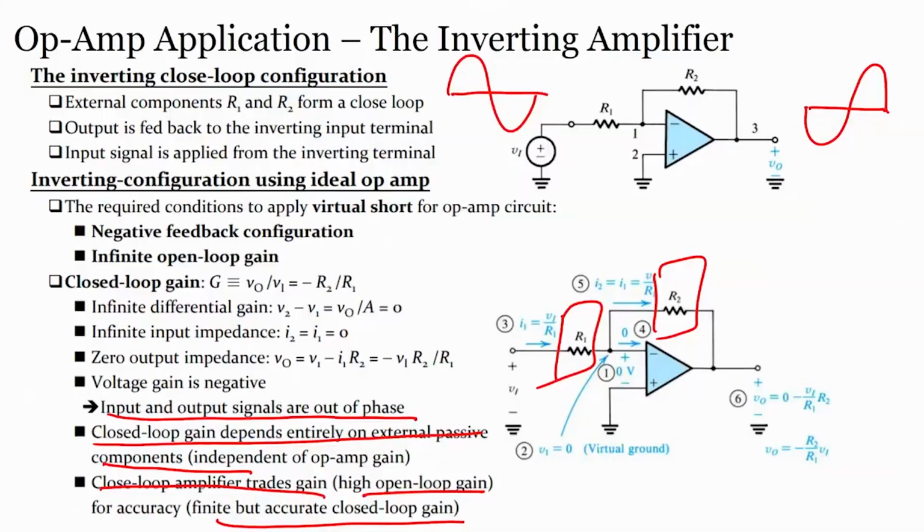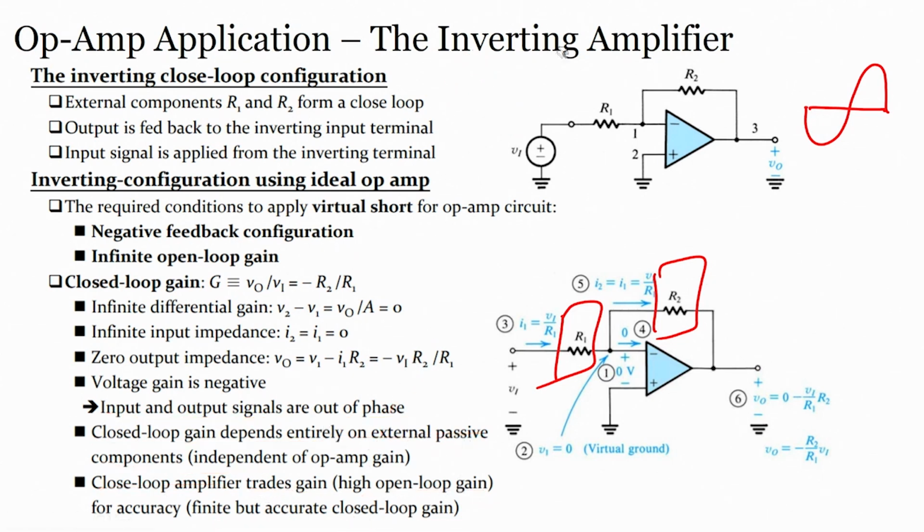Now, we will have a closed loop amplifier, so that is why, for accuracy, we will have a finite but accurate closed loop gain. So, these are the things we already know. Just quickly look at your lecture notes and you will see.